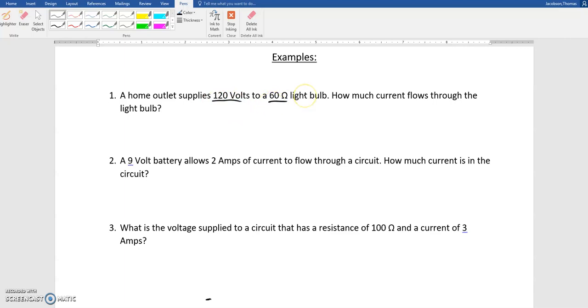So it says here in this first problem that a home outlet supplies 120 volts to a 60 ohm light bulb. How much current flows through the light bulb? So using Ohm's law, V equals I times R, we have 120 volts. We have a certain amount of current in a 60 ohm light bulb. Mathematically, we can divide both sides by 60, and we get a current I of 2 amps. I would say that the main issue right now is just making sure you put your units and get your symbols and everything correct.